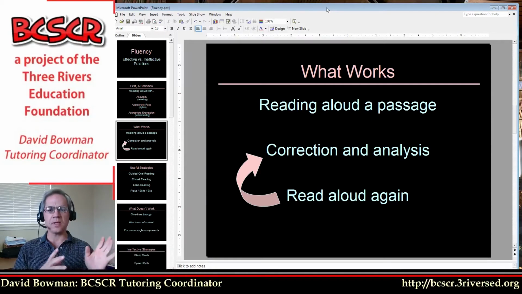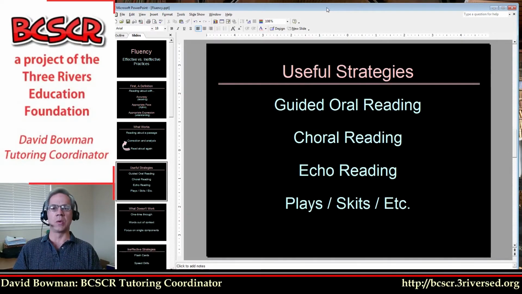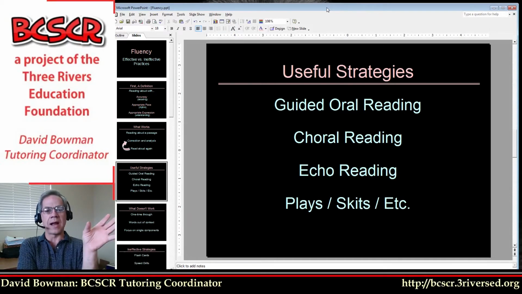Some strategies that we can use to do this. Obviously, guided oral reading. By definition, that's what guided oral reading is. Student reads, there's some correction and analysis, and then maybe some modeling by the teacher or another student of how it's supposed to sound, and then doing it again. It may take several times to get through a passage correctly with appropriate pacing and appropriate expression. That's what guided oral reading really is.